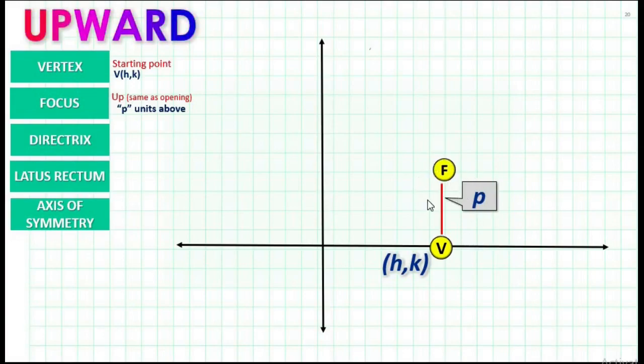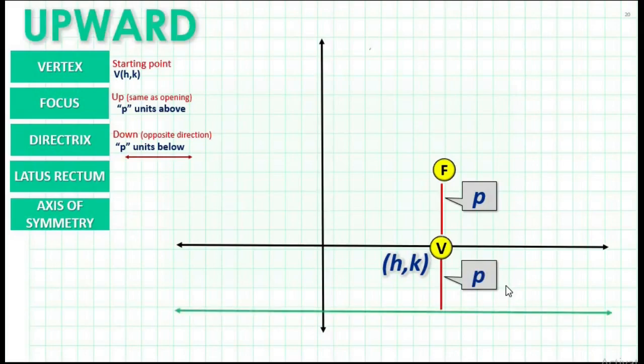After plotting the focus, we are going to plot the directrix, and this time, the movement would be in the opposite direction, or downward. And how many units are we going to move downwards? The same as the focus, that will be p units below. So starting from the vertex, we count p units below, and then simply draw a horizontal line. The green line you're seeing now here is called the directrix.